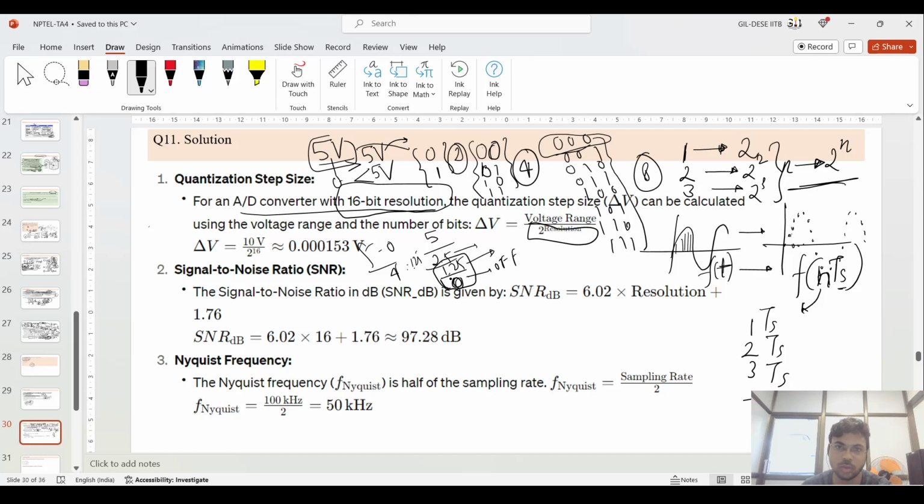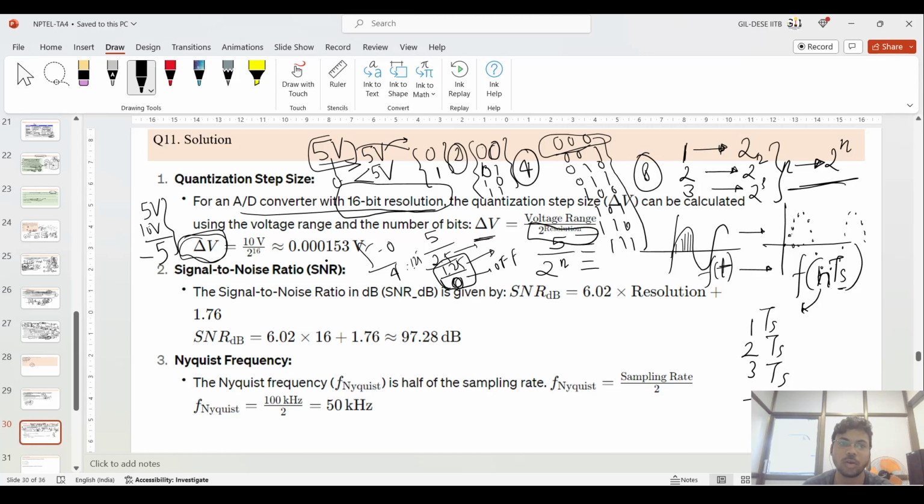So the delta V, that is the voltage range between two adjacent logic levels, like 00 to 01, is actually the delta V. Delta V is the quantization step size. So what you have to do is take the overall voltage range and divide it by the resolution, 2 to the power n. You will get the in-between voltage levels. That is the delta V, the quantization step size.